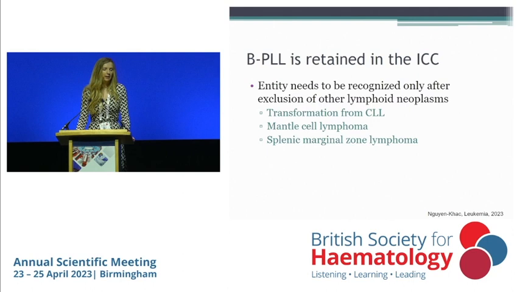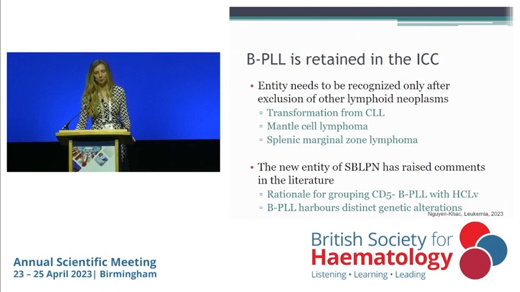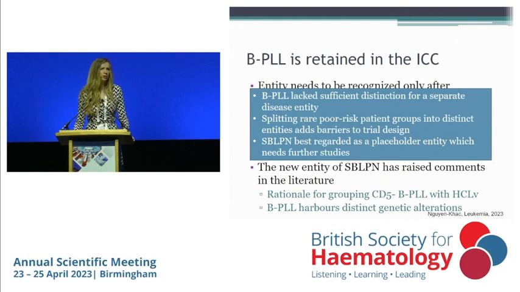Importantly, the BPLL is retained in the ICC, but they have made this statement that it only should be recognized after you exclude other lymphoid neoplasms, including, as highlighted in the WHO, transformation of CLL, mantle cell lymphoma, and splenic marginal zone lymphoma. But this has already created some angst amongst hematopathologists, and this has been raised particularly by the French group, who have published a comment to the authors of the WHO, and they've raised some concerns about what was the rationale for combining these two groups, and that they feel that BPLL harbours distinct genetic alterations. And I suppose this potentially could lead to patients being managed slightly differently if they're being called different things. And this is also confusing from a patient perspective, given potentially different diagnoses.